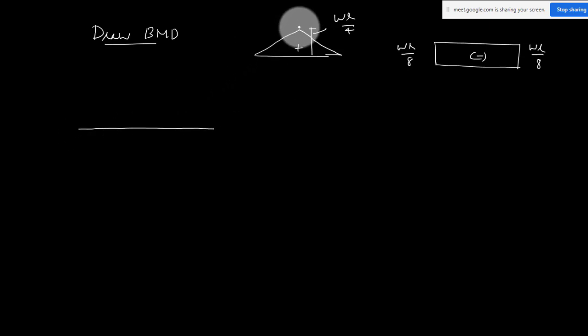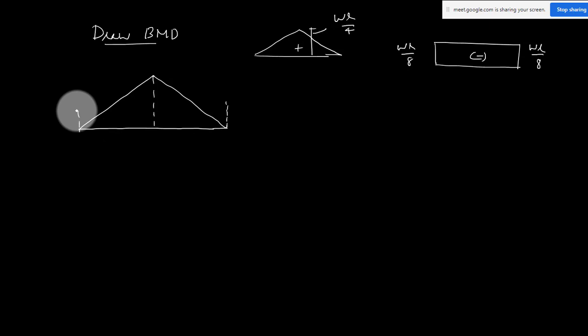So at the center, I have WL by 4. The positive moment is coming like this. It is WL by 4, and this is WL by 8, that is just half of this peak value. You just draw to some scale, so that you can get the things correctly. This is your second moment diagram. So you just draw two moment diagrams, positive and negative, on the same side.